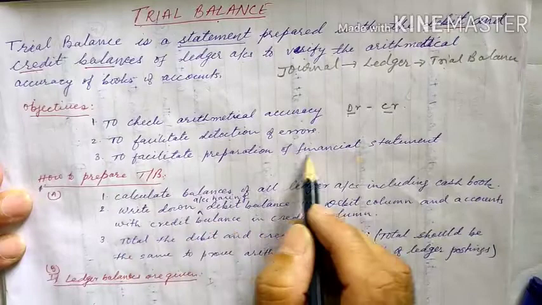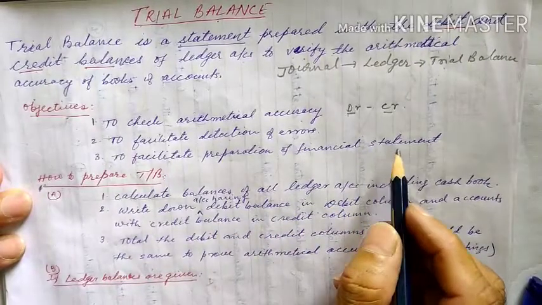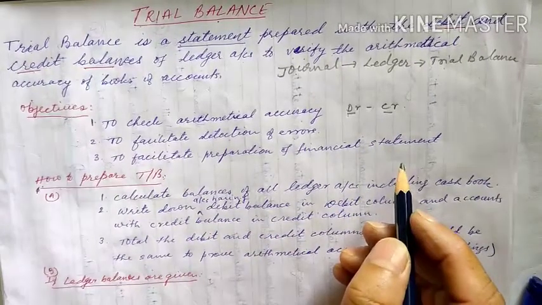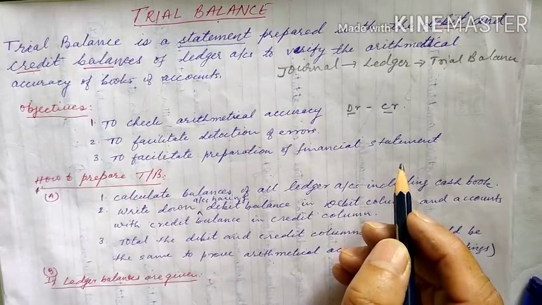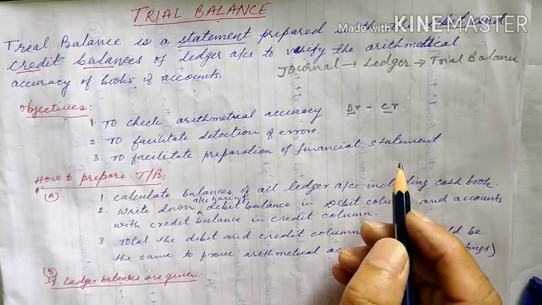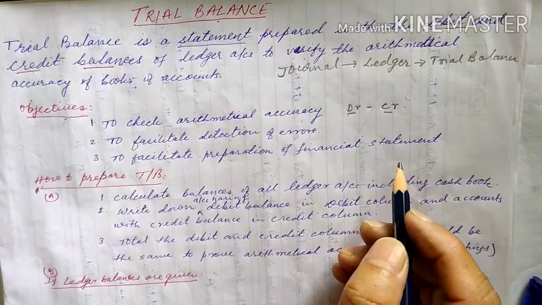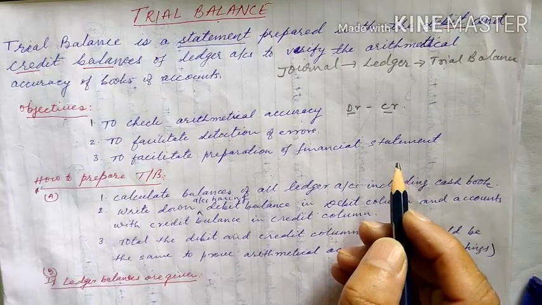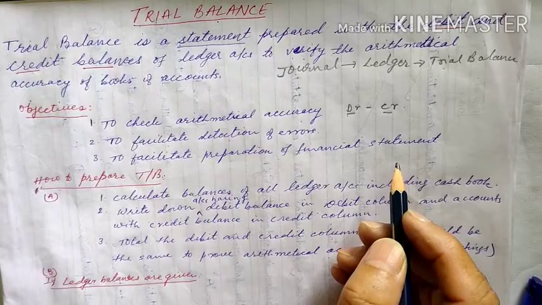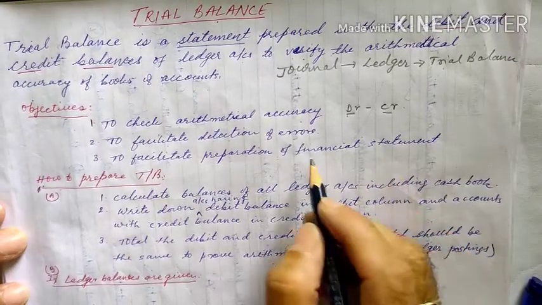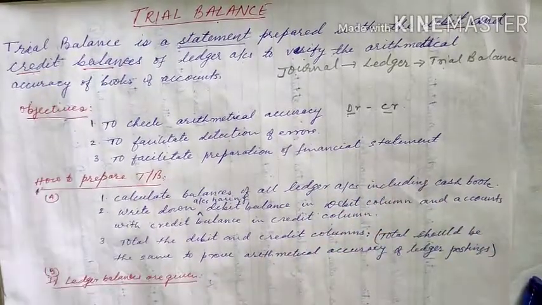To facilitate preparation of financial statements. What are the financial statements? Like the profit and loss account, trading account and balance sheet. So the trial balance provides different kinds of information like information on personal accounts, real accounts and nominal accounts, and these accounts are used to prepare financial statements.